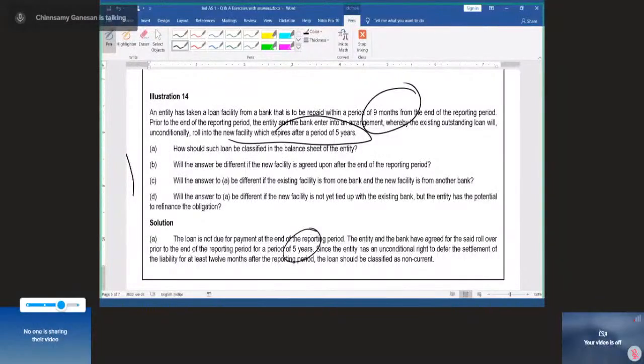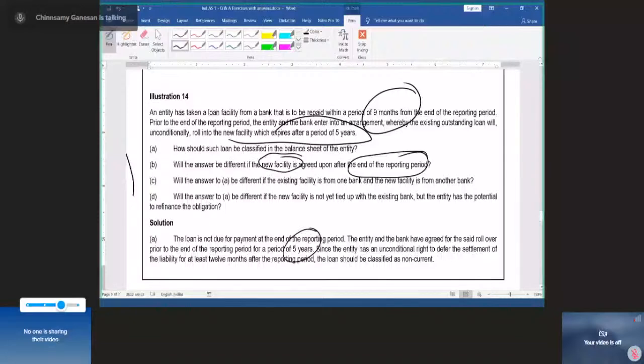At the reporting date, it is due to be settled within 9 months. I do not have an unconditional right to defer settlement. It has come only subsequent to the year end. Because it's coming subsequent to the year end, I cannot reclassify that particular item as a non-current liability. I have to classify that as a current liability because I don't have an unconditional right to defer settlement, because the new facility has been agreed only after the reporting period.